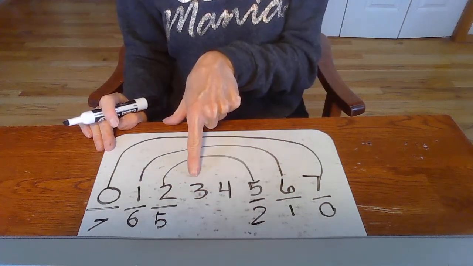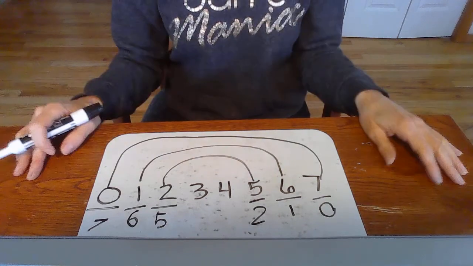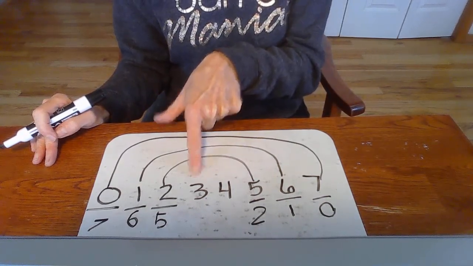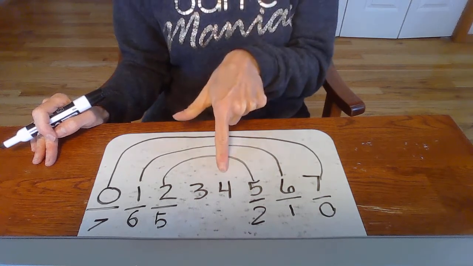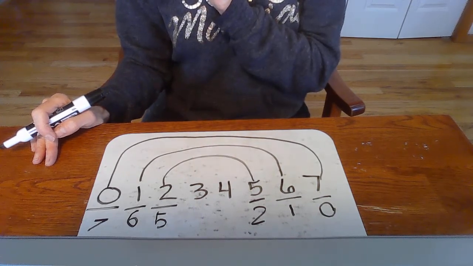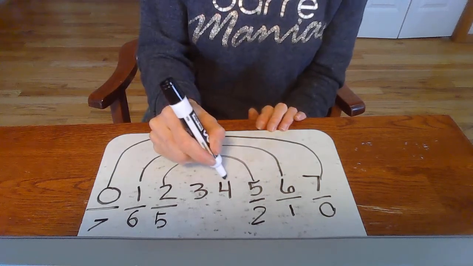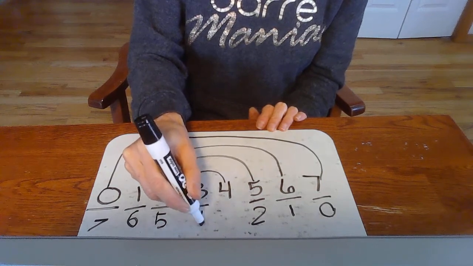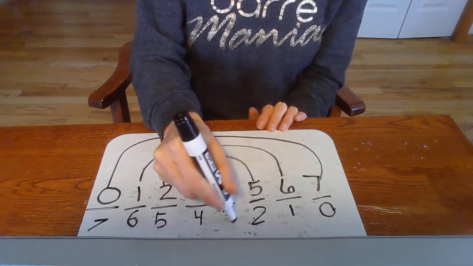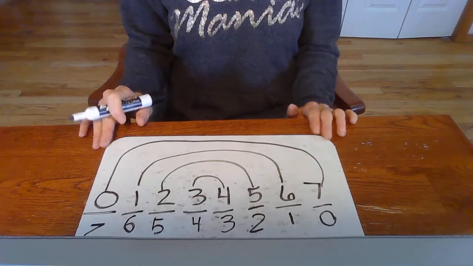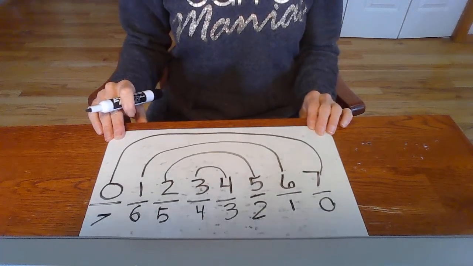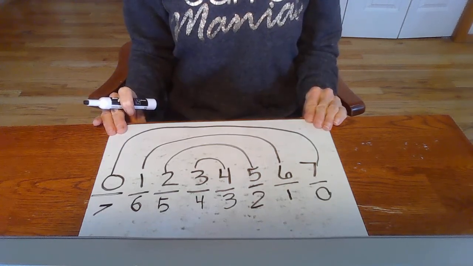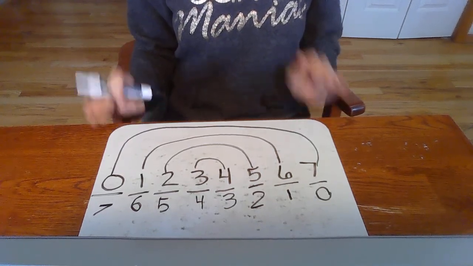And look, I only have 2 numbers left. So either you can say, what does 3 need to make 7? Or what does 4 need to make 7? You're right, they need each other. 3 needs 4, and 4 needs 3. And 7 is an odd number, so there is not a double addition fact there. So hopefully you've got your rainbow of 7.